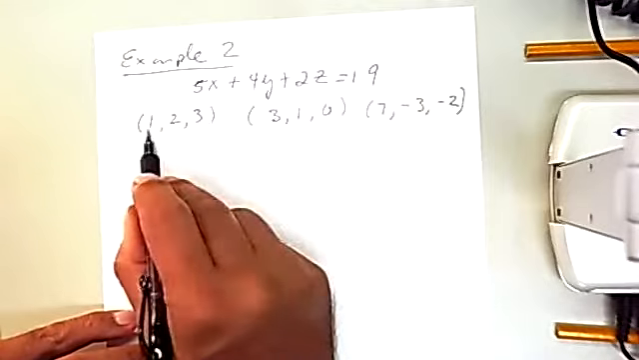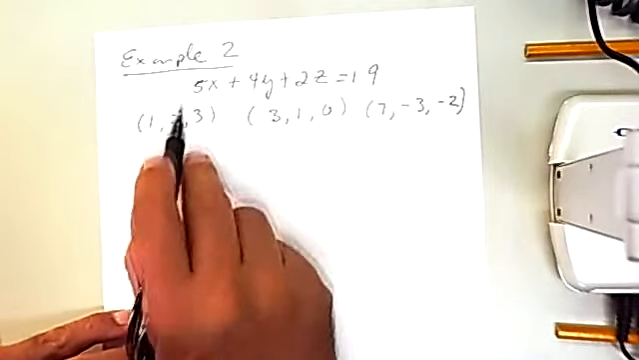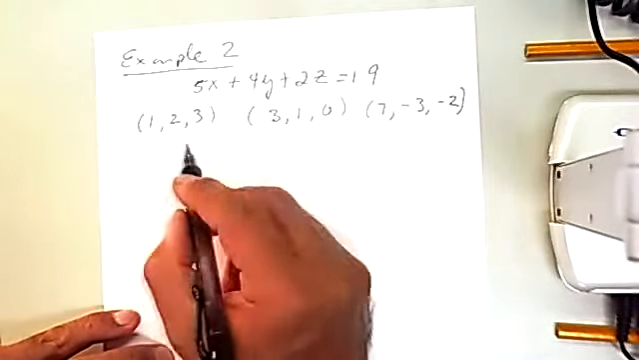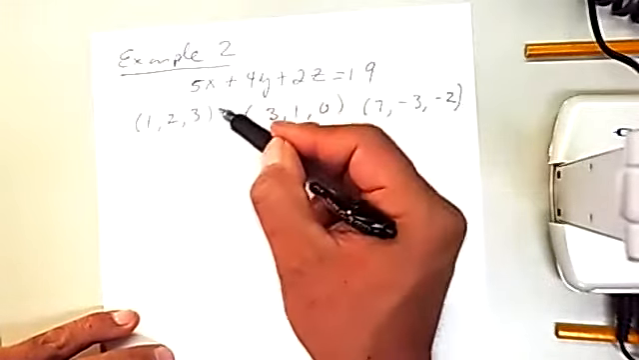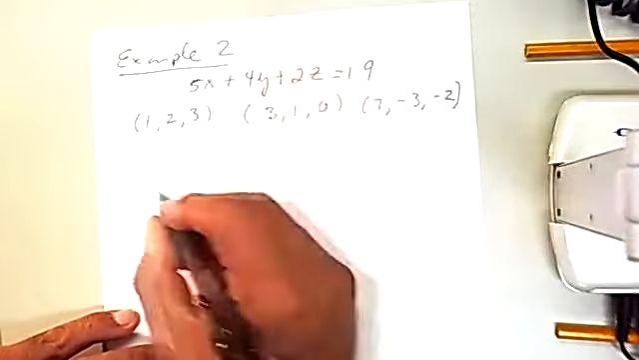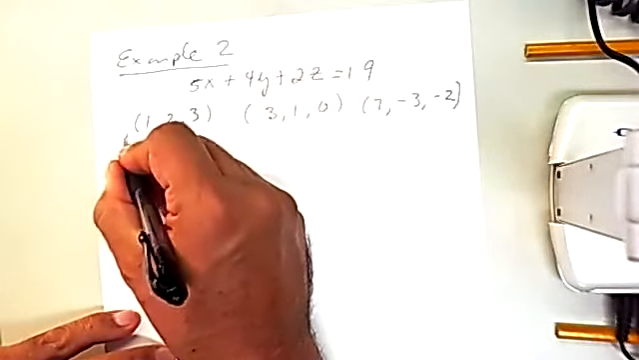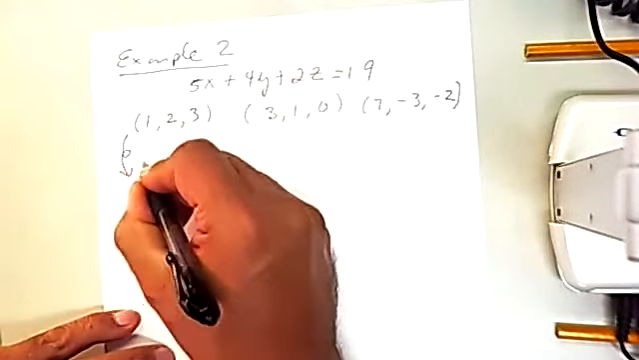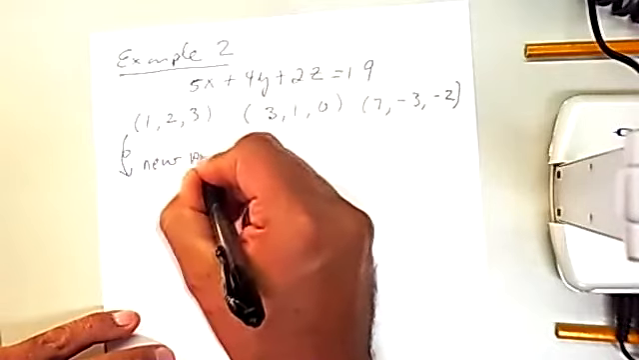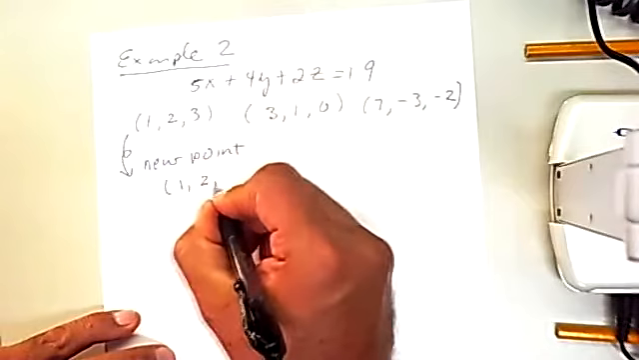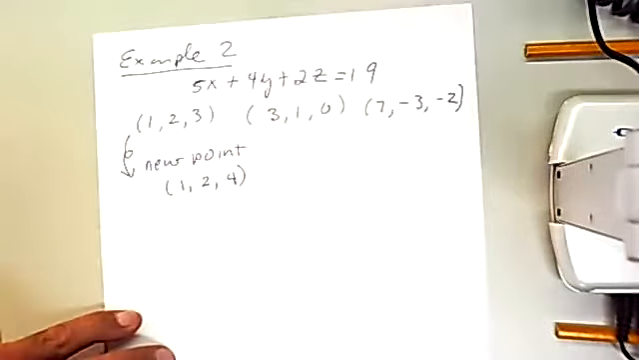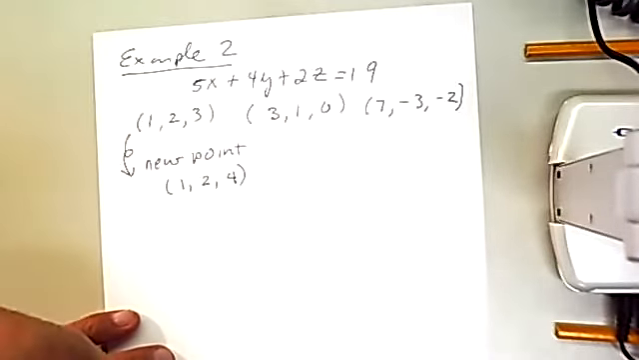Let's change this point a little bit. Let's move it up, whatever it is. It's not too hard to figure out where it is. It's 1 unit, 2 units, 3 units. Let's shift it up a little bit. So we're going to change this point. We're going to have a new point with coordinates 1, 2, 4. So we're just shifting the point up 1 unit.